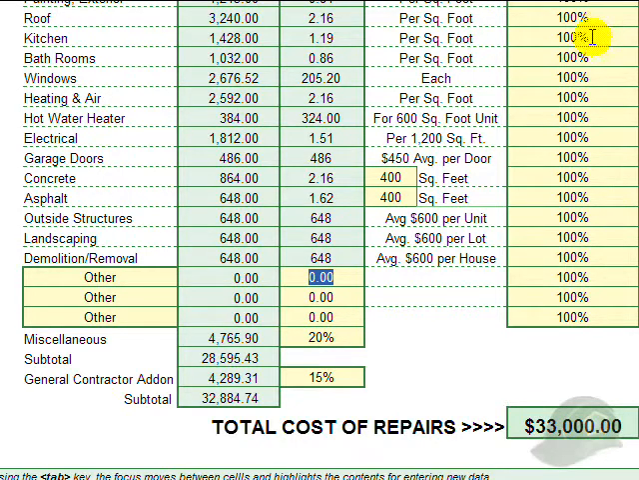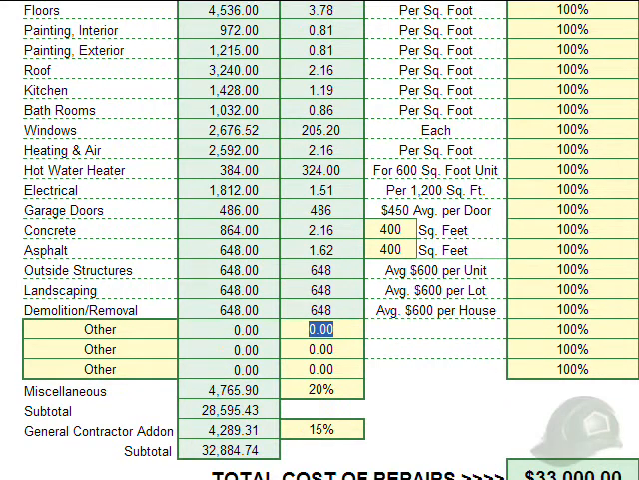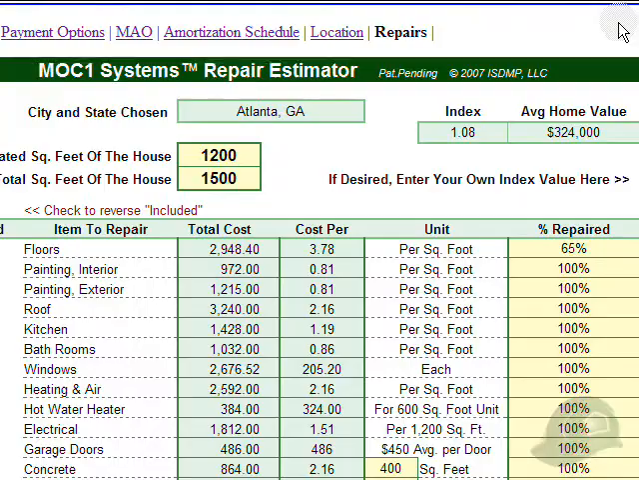These percentages allow you to determine what portion of these major items need repair. For example, if the floors in the living and dining area have ceramic tile that you'd like to keep, you may only be doing 65% of the floors, and you can enter that number here like this and press enter. Then only 65% of the floors will be considered.